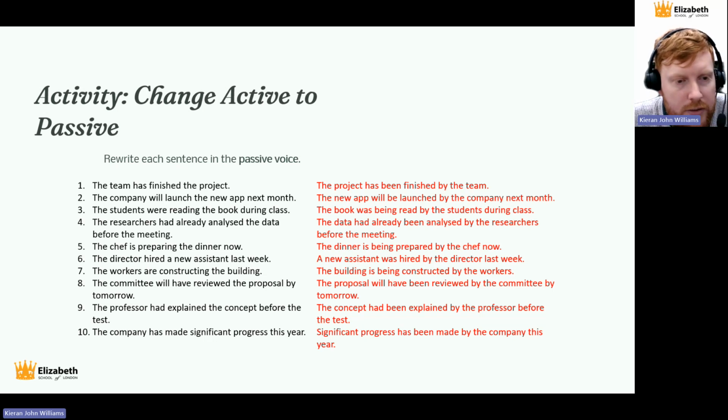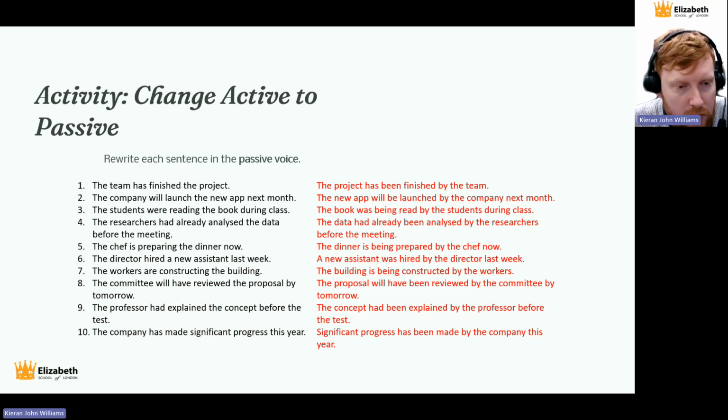Now, number three, the students were reading the book during class. The answer you should have had was the book was being read by the students during class. So once again, object, verb, subject. And the original sentence is were reading, which is past continuous. So we have put be in past continuous, so past, was being, continuous. And then we have the past participle form of the verb, which is read.